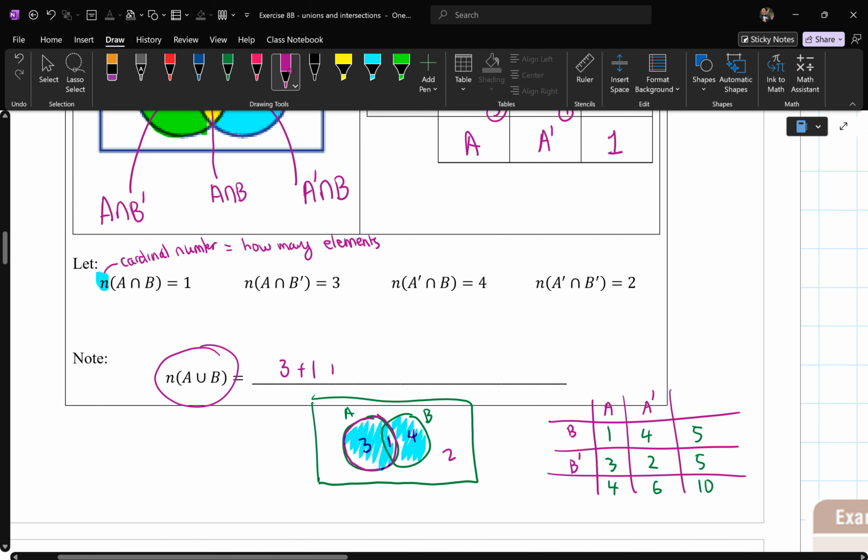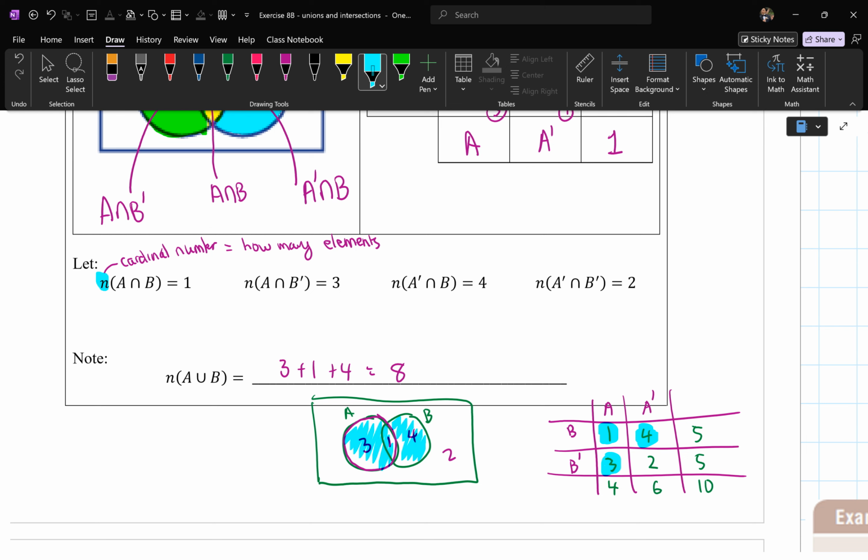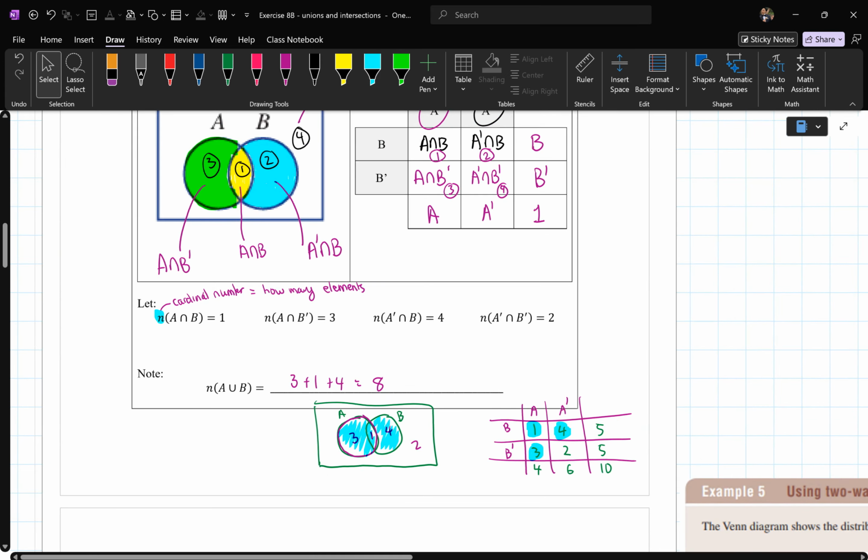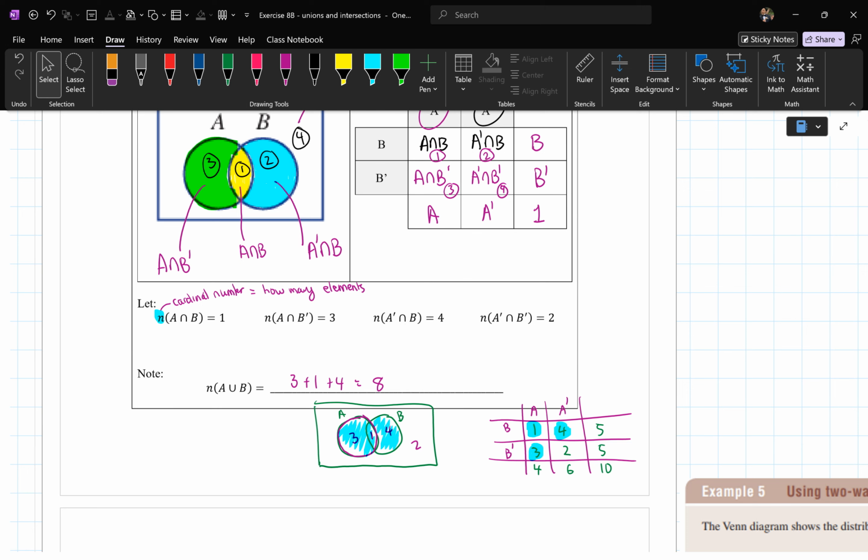3 plus 1 plus 4, that should give you all of A and B, and that's 8. But notice which regions those were: 1 plus 3 plus 4. So in the cardinal maps, you can work out the union by simply adding those 3 regions together, and you will get all of A union B. That's the difference between union and intersection. Intersection is when they both simultaneously occur, whereas union, you include them all together.